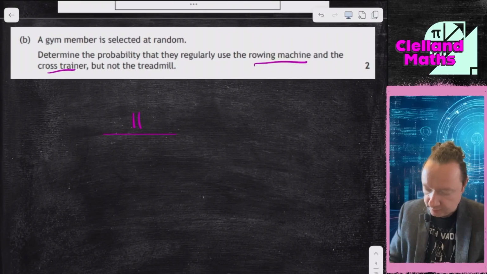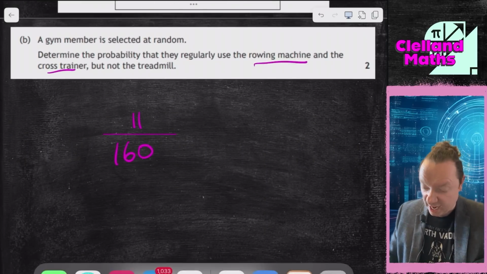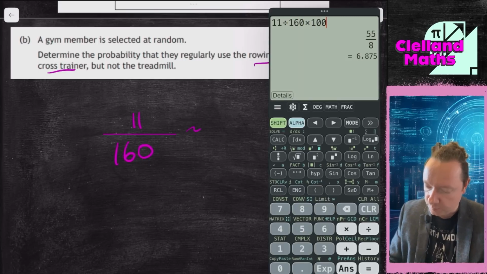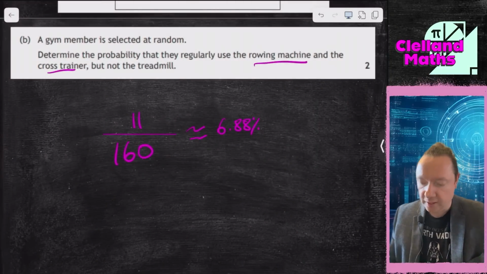11 out of 160. It's a fraction. You could change it to a decimal if you want, which is not very great. Percentage would be better, so times by 100. About 6.88%. But I'm happy that the fraction would be fine as your answer.